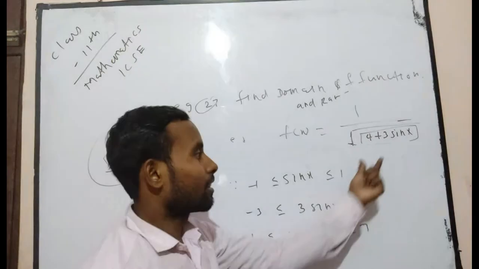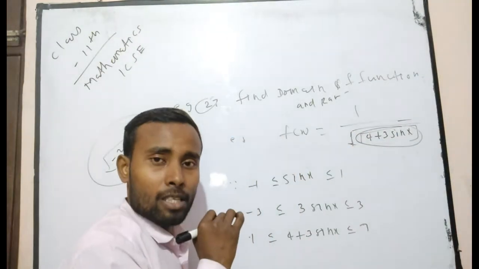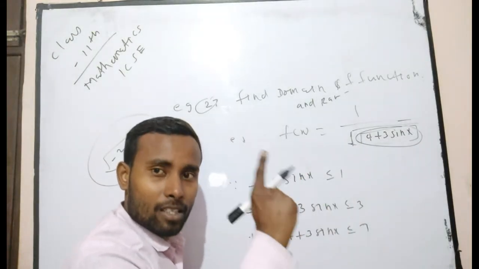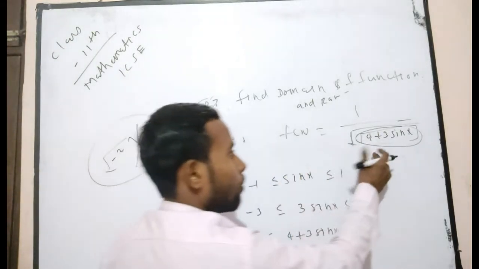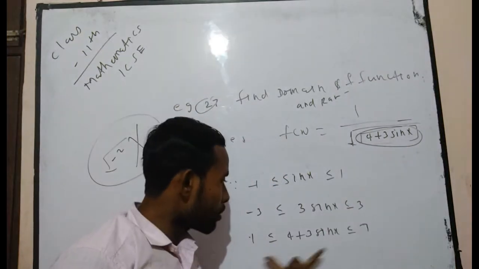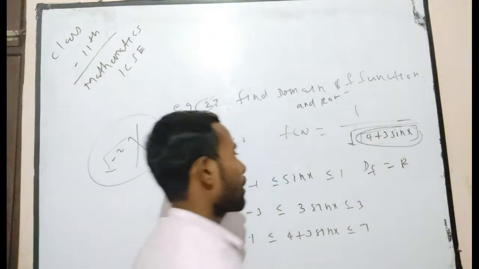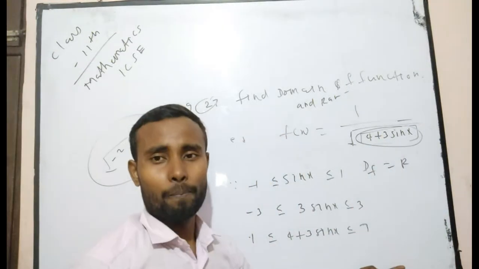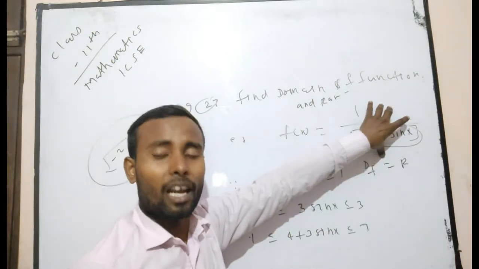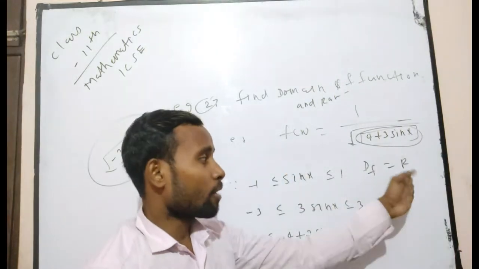That means the whole value of 4 plus 3 sin x can't be 0 as well as less than 0. It will be not 0 in any case or negative, because it always lies between 1 and 7. That means its domain will be all real numbers, because for any real number it lies between 1 and 7. And you know the domain of a function means the collection of real numbers on which f(x) is defined. So here the domain of the function will be all real numbers.